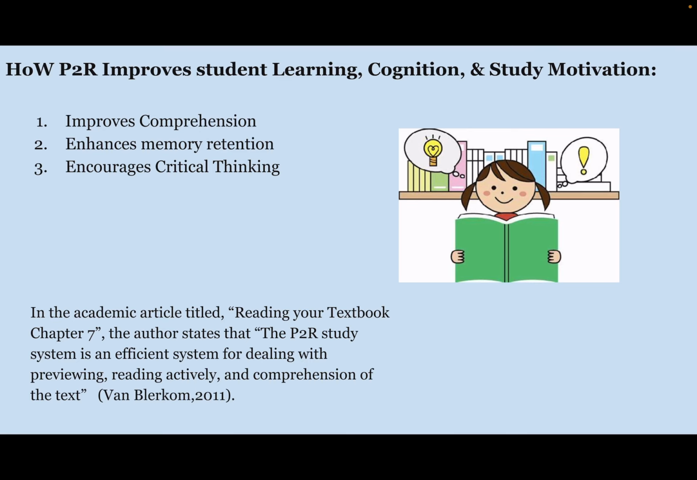The first way is that P2R improves comprehension. The P2R method emphasizes active reading and reflection, which helps students better understand the material. By previewing the material, students can get an overview of the context and identify key concepts. When they read actively, they engage with the material and are more likely to remember what they have read. Reflecting on the content helps students make connections between different text meanings.